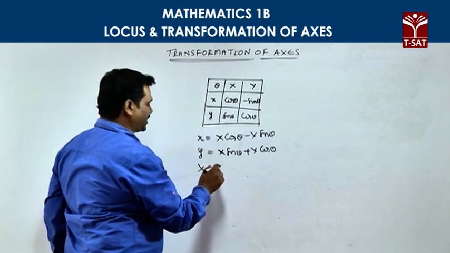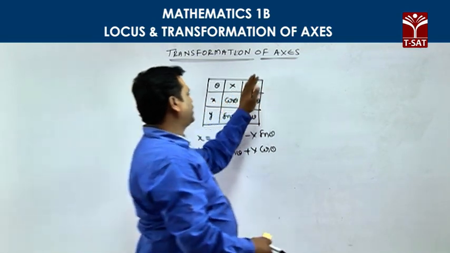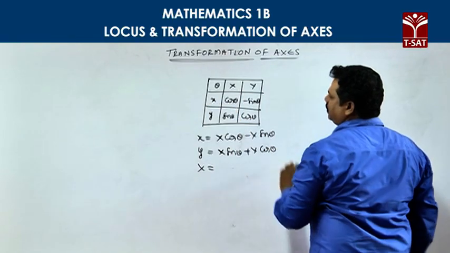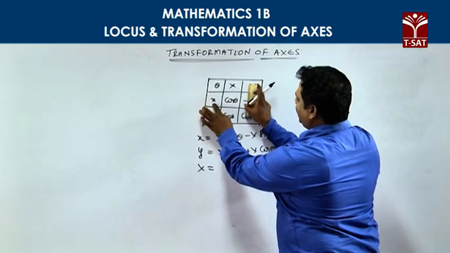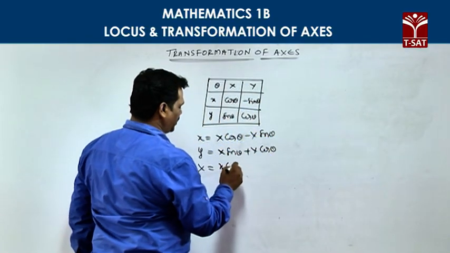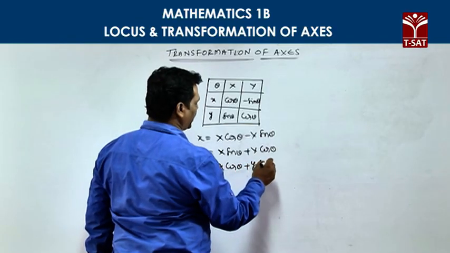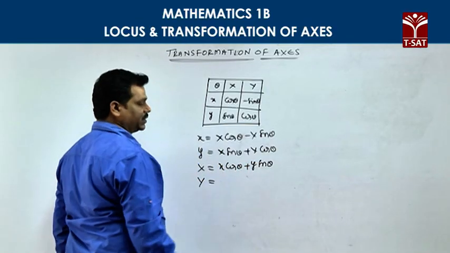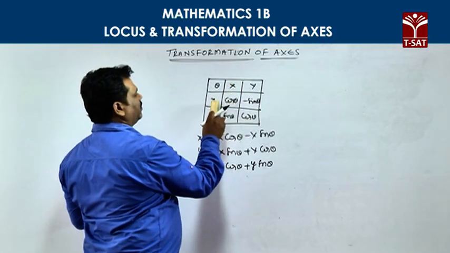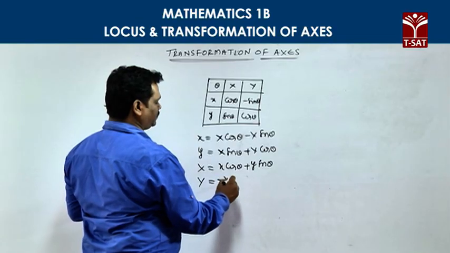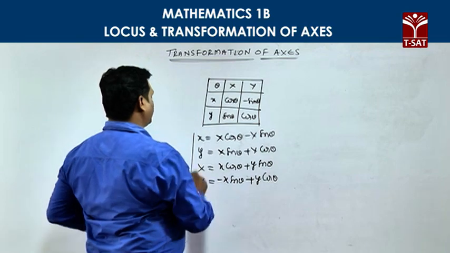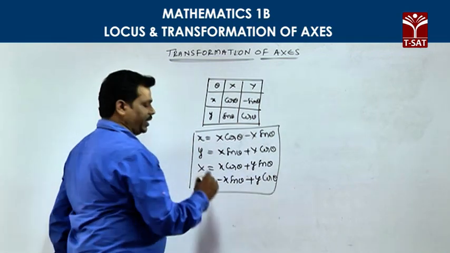So you want capital X: capital Y is removed here. Okay, we get small x cos theta plus small y sin theta. So here capital Y is equal to, with x removed here, minus x sin theta plus y cos theta. Okay, these four are very, very important.